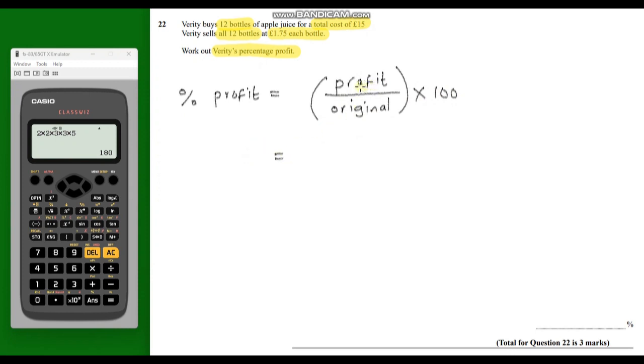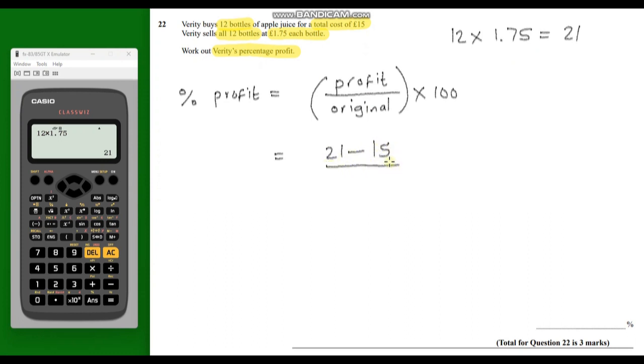So what is the profit? Well, it's the difference between what she buys them for and what she sells them for. Well, she buys them for £15. We know what she sells each bottle for, so we need to work out the total amount that she sells them for. So 12 bottles at £1.75 each. We're just going to do 12 times 1.75. So 12 times 1.75, that gives us £21. So she sells them for £21. So the profit is going to be 21 minus 15. So it looks like she's made a £6 profit.